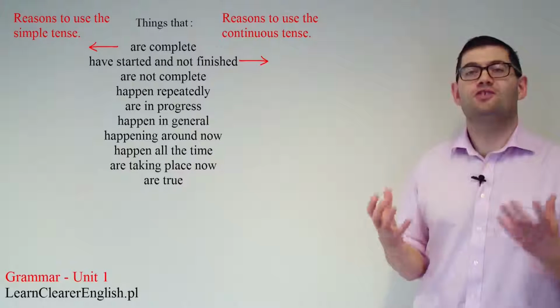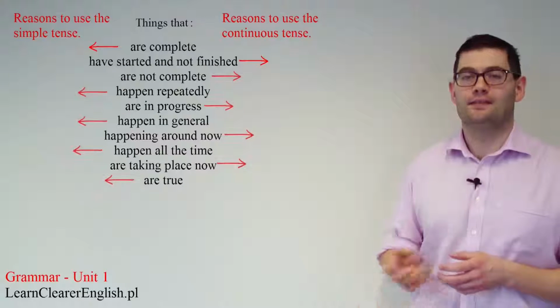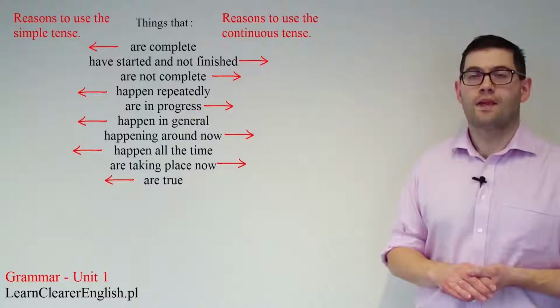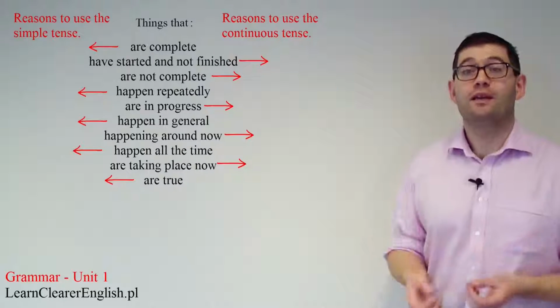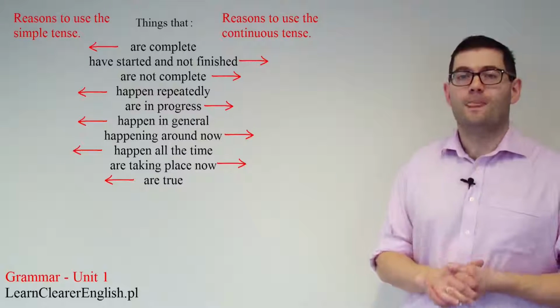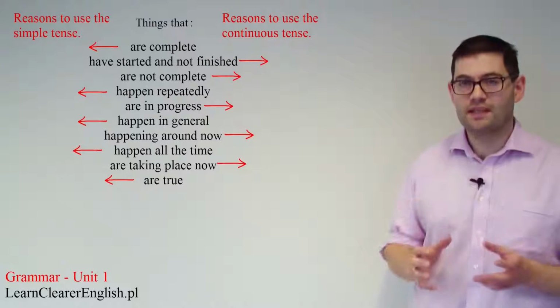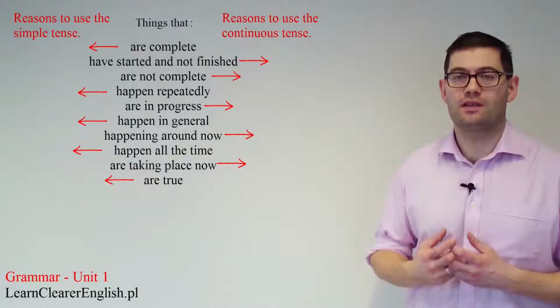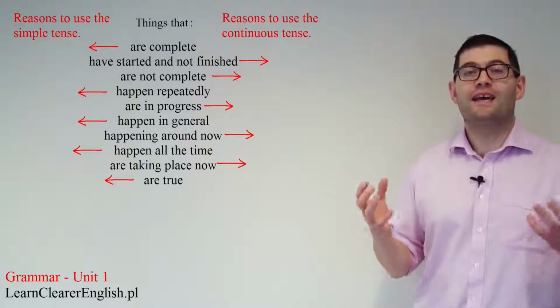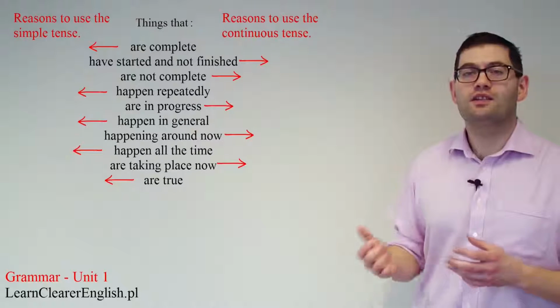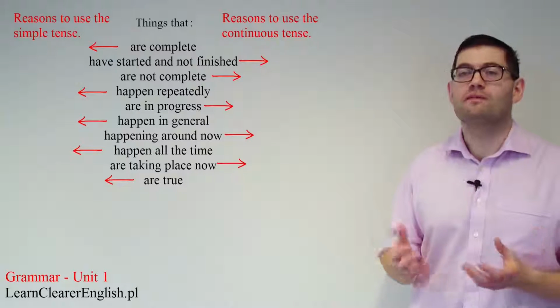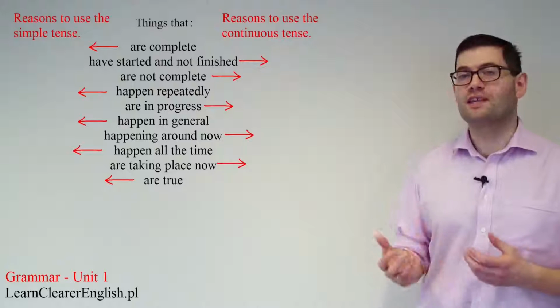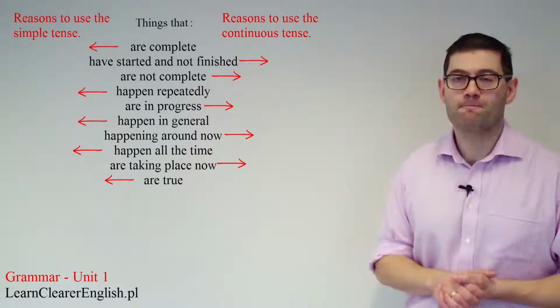Okay, so your answers should look something like this. So we can see that we use the simple tense to talk about things that are complete. Well, this is important because for the simple tense, things have to be finished. Things which happen repeatedly. A good example for this would be habits. This could be introduced by usually. For example, he usually drinks tea at 5 o'clock every day.